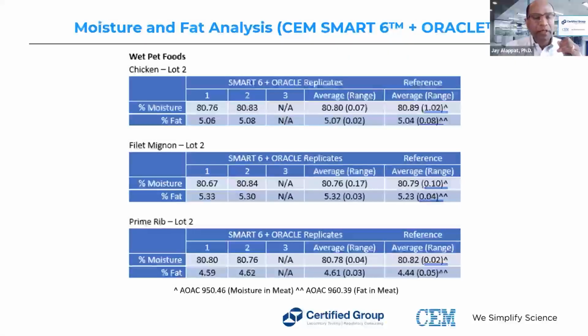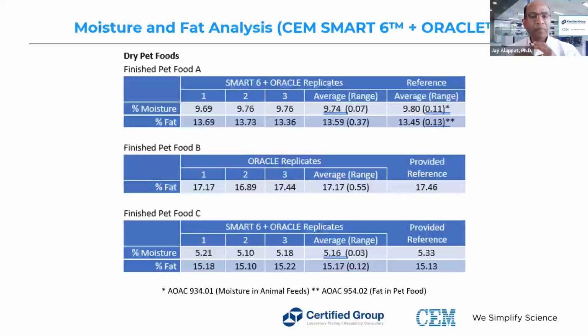Again, here we did the raw materials, we did the treats, and we did the wet pet foods: chicken, filet mignon, prime rib. Go to the next one. This is dry pet foods, finished pet food. We did different finished pet foods, dry matrix. So you can see how comparable these numbers are with the reference methods. Go to the next slide, please.